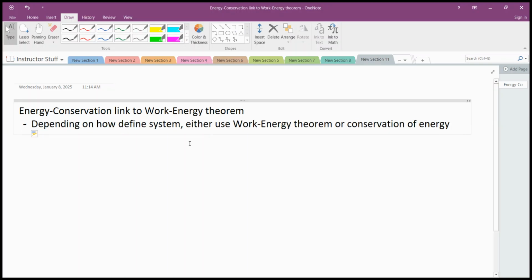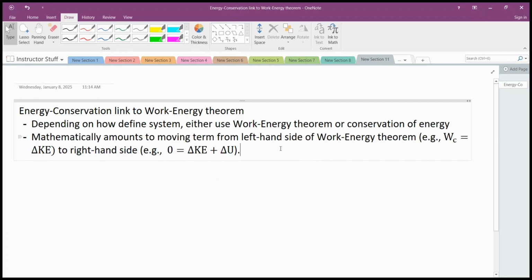So firstly, depending on how you define the system, you can either use the work-energy theorem or conservation of energy. Because if you define your system so that the work done by external forces is zero, then you can just use conservation of energy. If, however, you define your system so that the work done by external forces is non-zero, then you are forced to use the work-energy theorem. It gets a little deeper than that, though. And let's take a look.